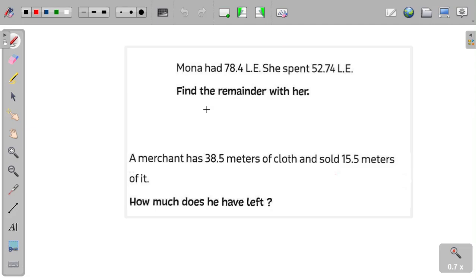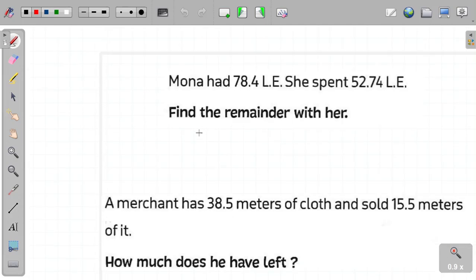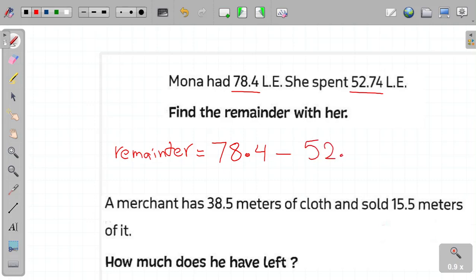Next, I have here Mona had 78.4 pounds and she spent 52.74 pounds. Find the remainder with her. Okay, so I will say remainder equals the big number minus the small number. So I will have 78.4 minus 52.74. Here I have 1 digit and here I have 2 digits, so I put 1 0.